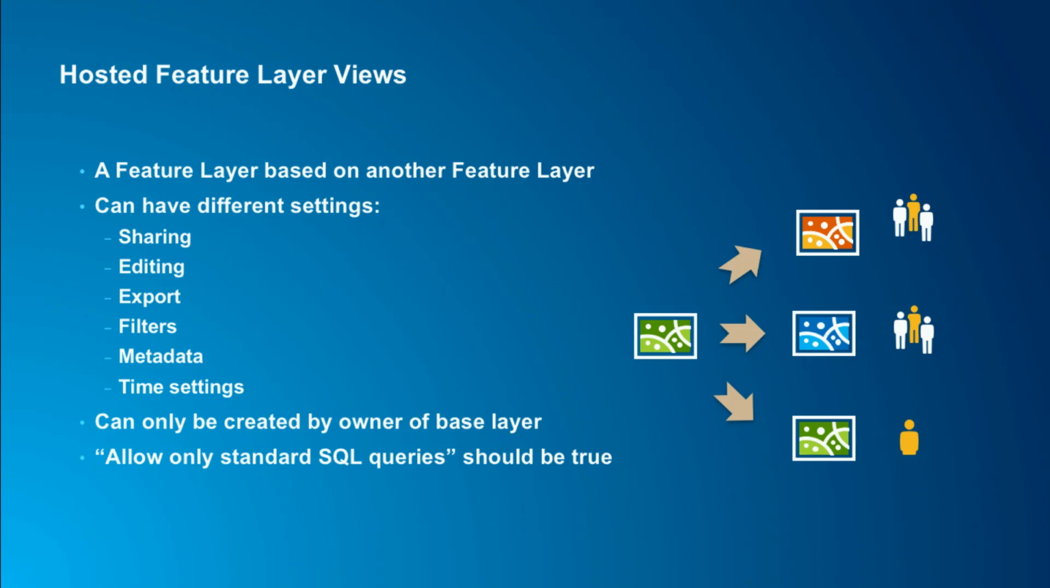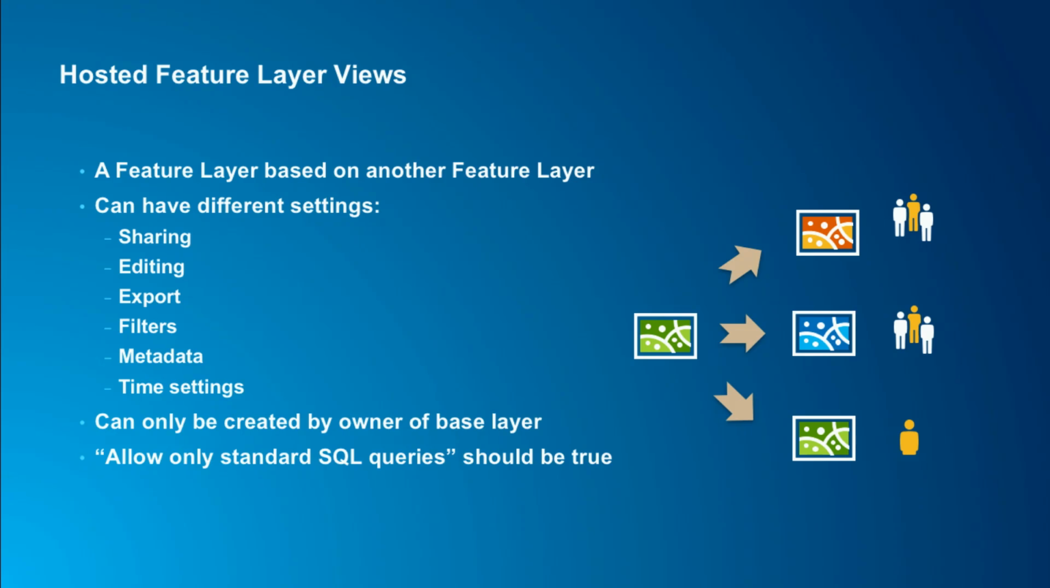So you can enable whether a user can export or not the data from a feature service. They can have different filters, so you can put filtering constraints, only see a certain type of feature, different metadata, and different time settings. Those types of views can only be created by the owner of the base feature layer. So only the owner of that layer can then create views on top of that.